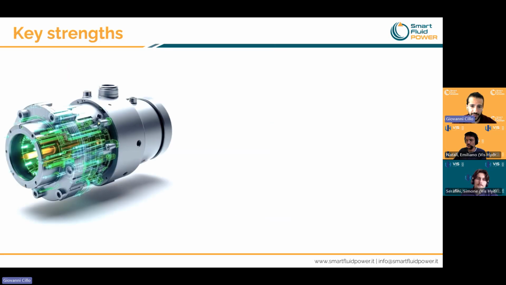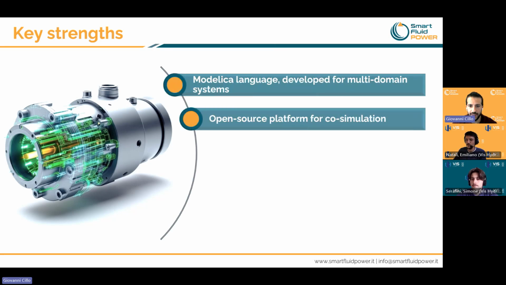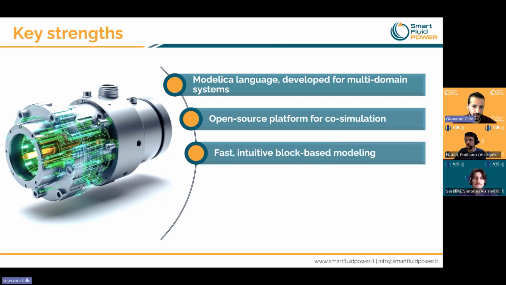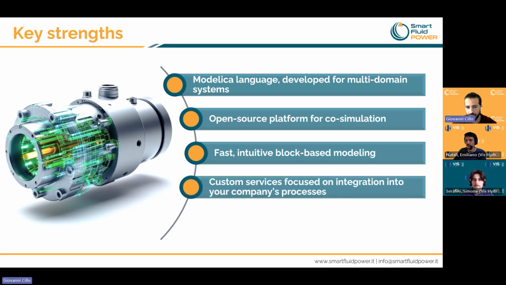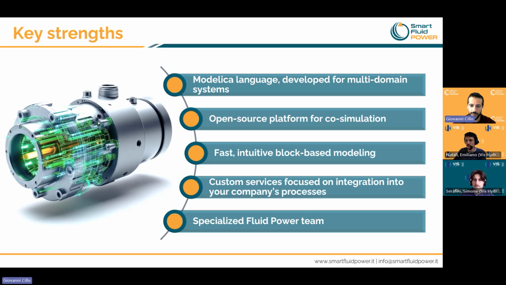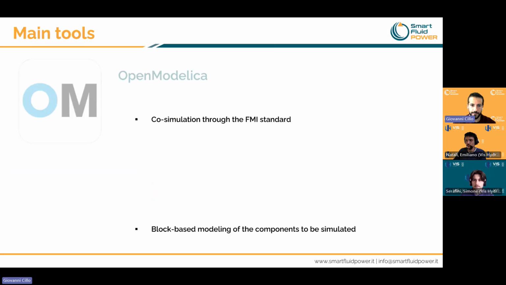Our main strengths are based on the use of the Modelica language within an open source environment designed for multi-domain systems. This environment is called OpenModelica and promotes co-simulation through model exchange using the FMI standard. We adopt a block-based modeling approach, which is fast and intuitive and based on lumped parameters. SmartFluidPower also provides custom services dedicated to software integration into companies' processes. And as I said, our team is completely specialized in fluid power.